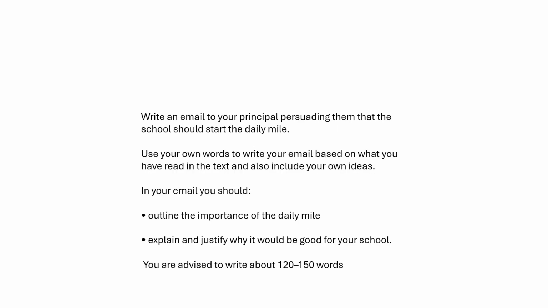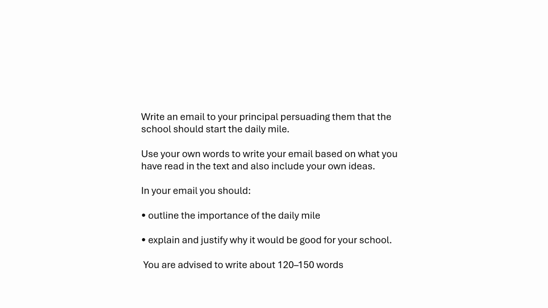This task is typical of the 12 marker in paper 2 of the AS English General from 2028 onwards, but it could be used for anything. So we might have a task which asks us to write an email or a speech or a letter or something like that.